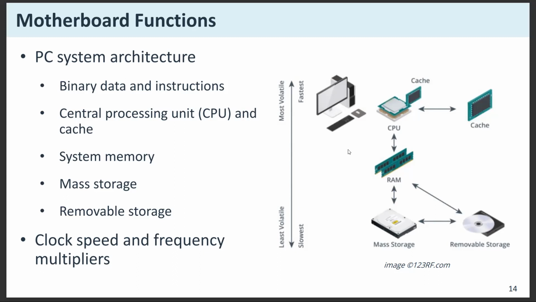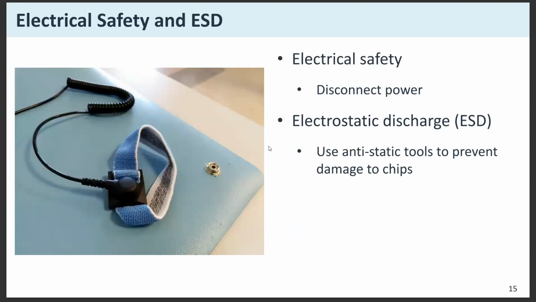So motherboard functions. They're talking about the PC system architecture, the binary data and instructions, central processing unit and cache, system memory, mass storage, removable storage, and all of those are things that are fully detailed on the other part of this class, that is the text. But we can talk about that later as well. And also they are talking about the clock speed and frequency multipliers. That's a really good lesson to pay attention to. And then we're going to move to the next part of this.